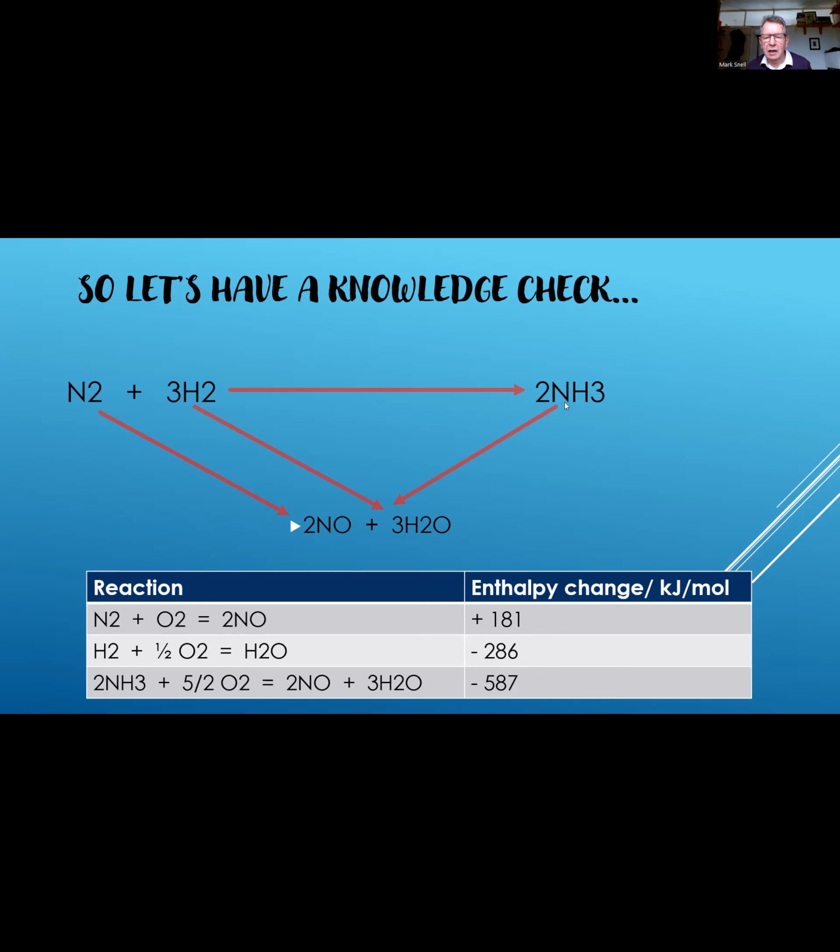And this one here, in the equation, it says 2NH3. That's 2NH3 here. So it's only one of these, negative 587. And then one of the arrows needs to change. Okay, one of the arrows needs to change. Just have a go now.